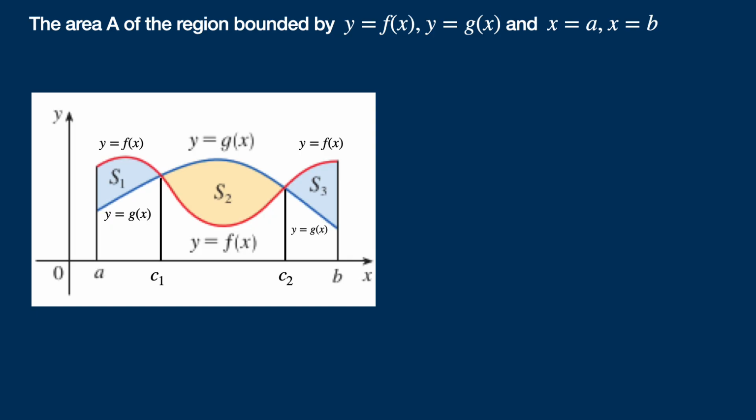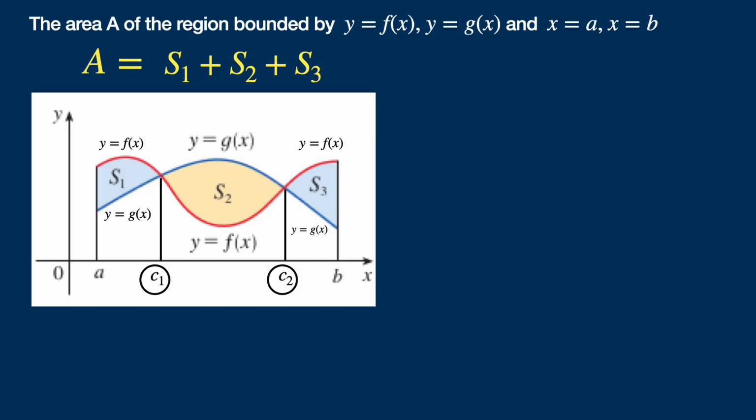In that case, you have to find the intersections first. The first intersection between the two curves is C1. The second intersection between the two curves is C2. In that case, how are we going to find the area between the two curves? The area A is going to be S1 plus S2 plus S3. Why? Because the top function and bottom function are different in each region. That's why you separate the interval and find each area separately.